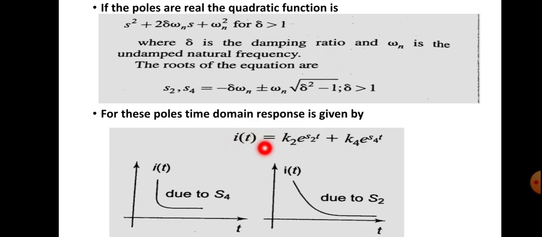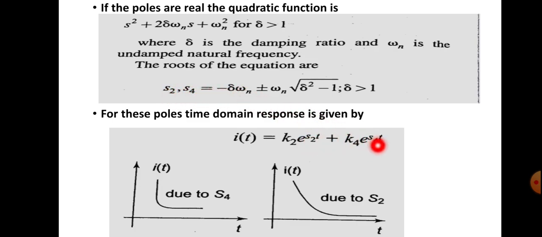So its time domain value will be equal to k2 into e raised to s2t plus k4 into e raised to s4t. If these are the roots, then the corresponding time domain response will be k2 into e raised to s2t plus k4 into e raised to s4t. Here s2 and s4 are the real roots.